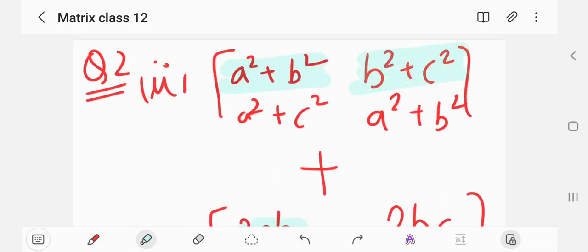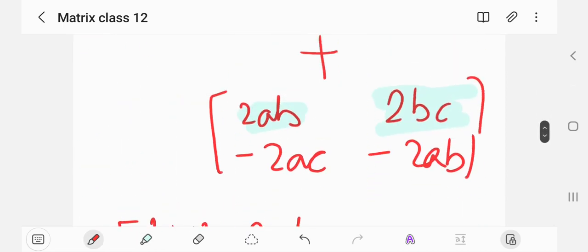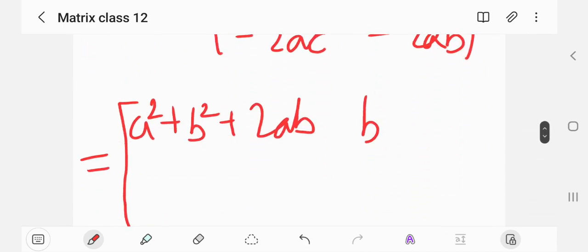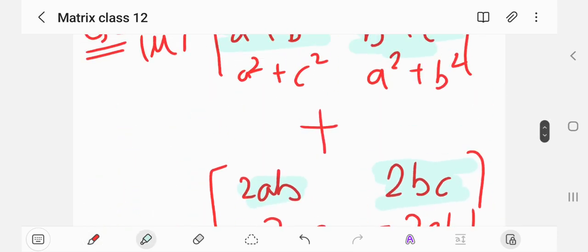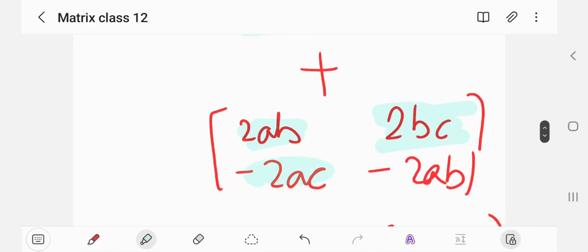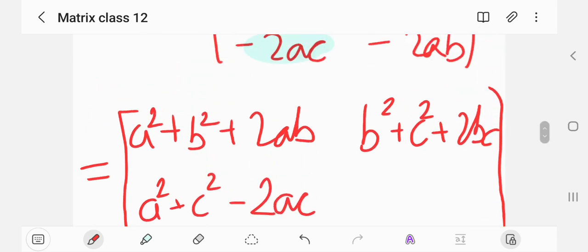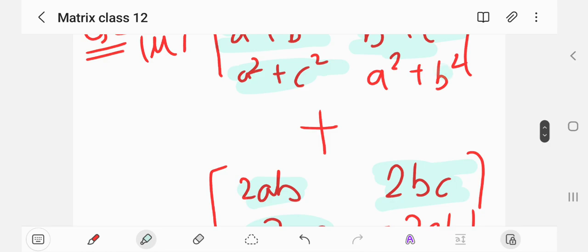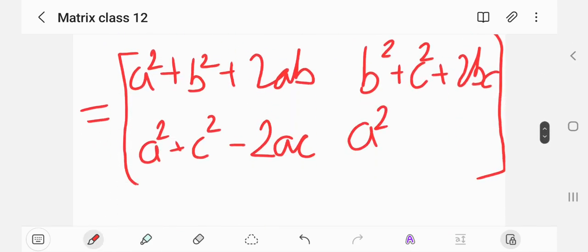When I add this term with this term, what will I get? I will get B square plus C square plus 2BC, right? When I add this term with this term, what do I get? I get A square plus C square minus 2AC. Similarly, when I add this term with this term, I get A square plus B square minus 2AB.